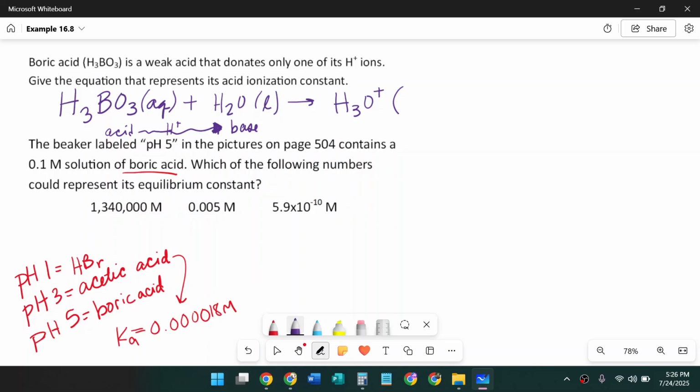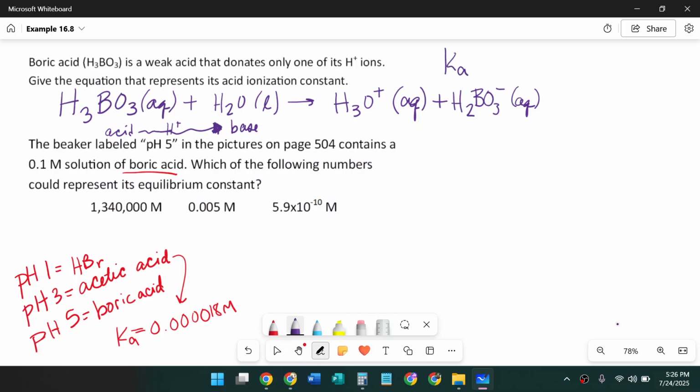Alright, so we know that this is also this. And then this one is just down an H, and it's also minus because the H plus left. Alright, so there's our equation. And then we have to figure out what its equation would be for its acid ionization constant.